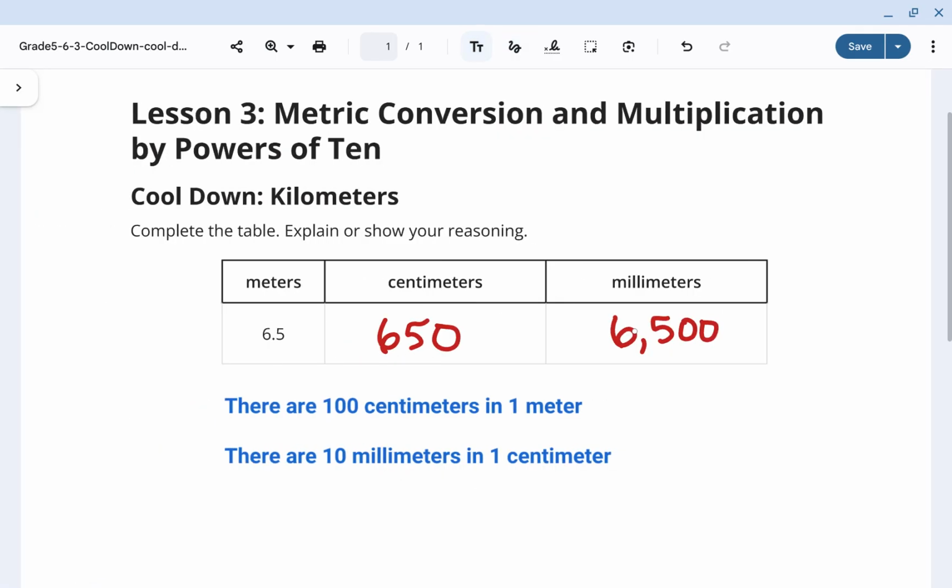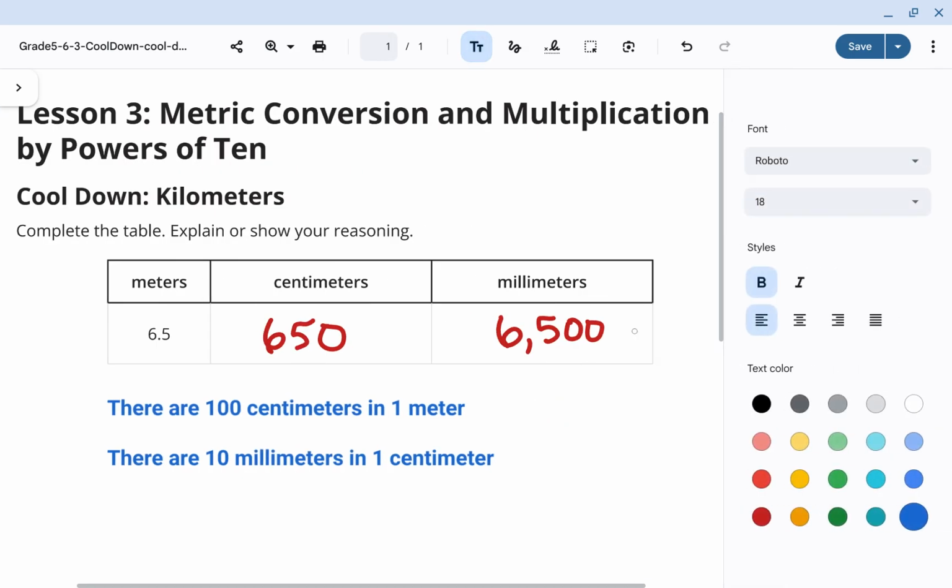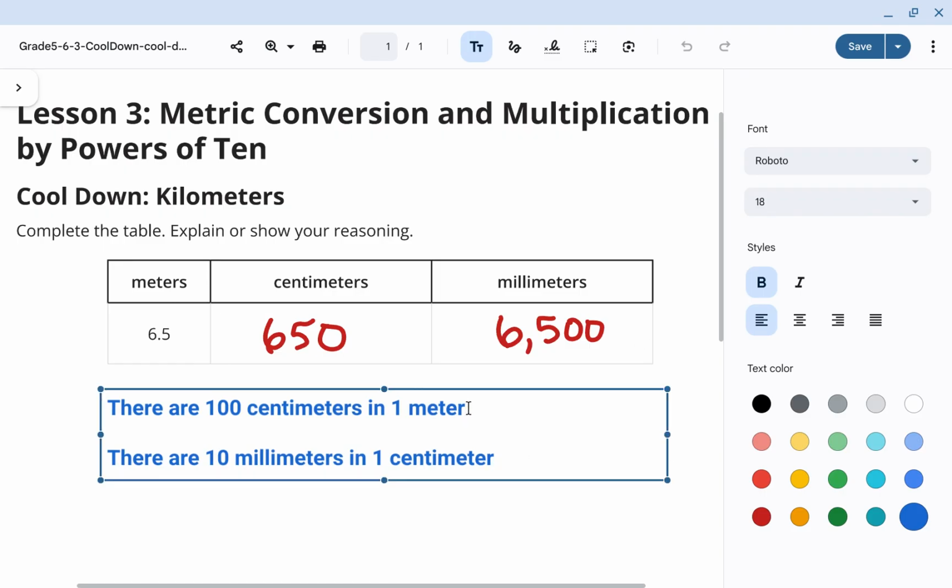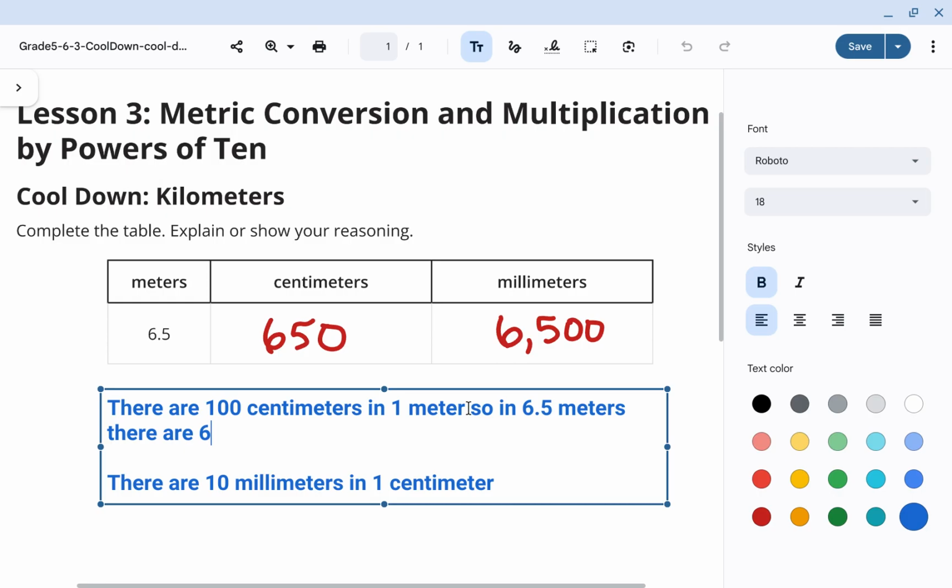So now that we know our answers in the table, let's go ahead and continue our explanation sentences. I've already begun this sentence relating to the centimeters. We know this relationship to be true: there are 100 centimeters in 1 meter. So, in 6 5/10 meters, there are 650 centimeters. We have given a sentence that relates it back to the relationship and also how we've utilized that relationship of 100 centimeters to 1 meter in order to find the answer we needed.